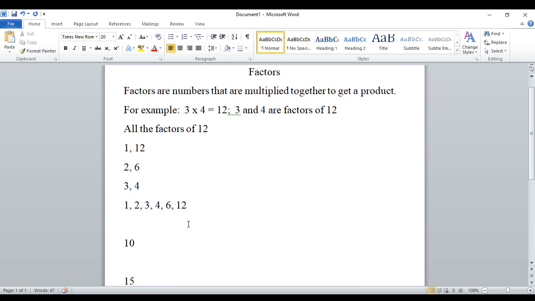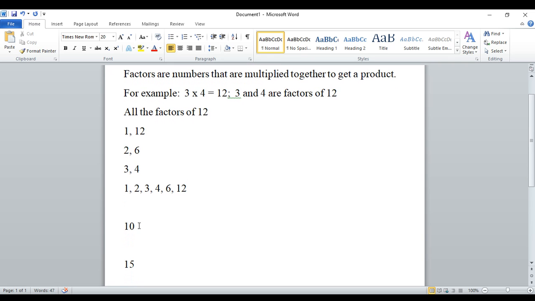So one thing that you will notice is that two factors of a number are always going to be 1 and the number itself. No matter what number you're working with, 1 and the actual number itself are going to be two factors of that number. So we're going to go on to number 10, and we're going to say, what are all the factors of 10?